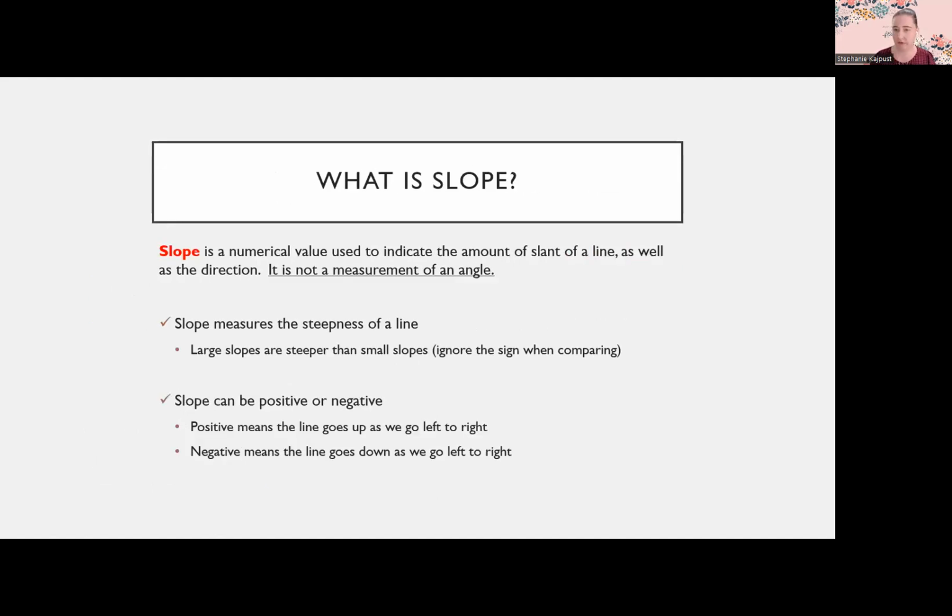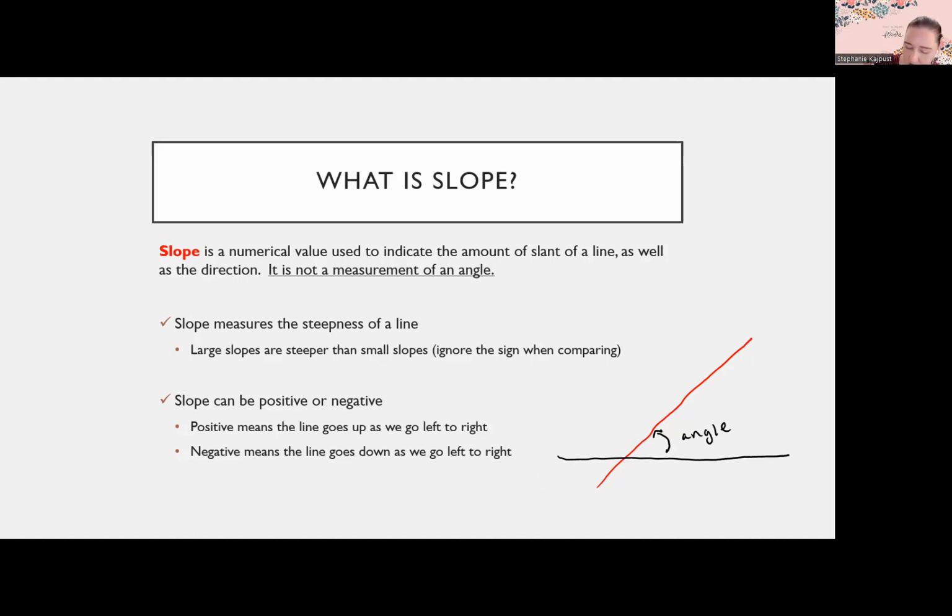So slope is a number that tells us how slanted a line is, and it gives us a sense of direction. It's different from the angle of a line. Let me draw a picture here. So I'm going to just draw, supposed to be straight, so that's our line. And let's say we've got our horizon here. The angle between our line and the horizon, that's angle, but that is not slope.